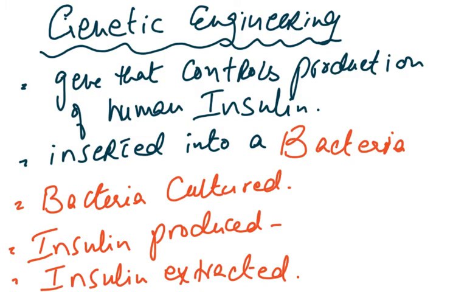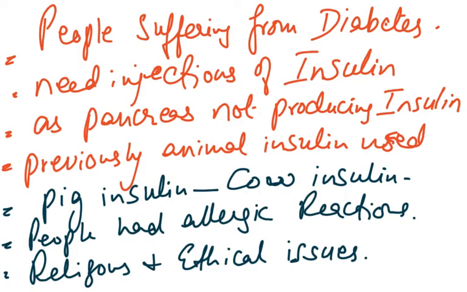Now, in genetic engineering, we take a gene that controls the production of human insulin and insert it into a bacteria, and then the bacteria are cultured and the insulin is produced. Then the insulin is extracted, the bacteria are separated, and we give people injections of insulin, and we sell that as small bottles in which this liquid which contains the insulin is kept. Now, people suffering from diabetes need injections of insulin.